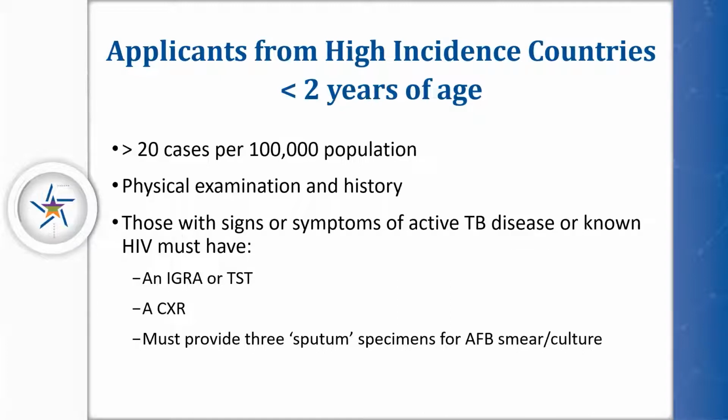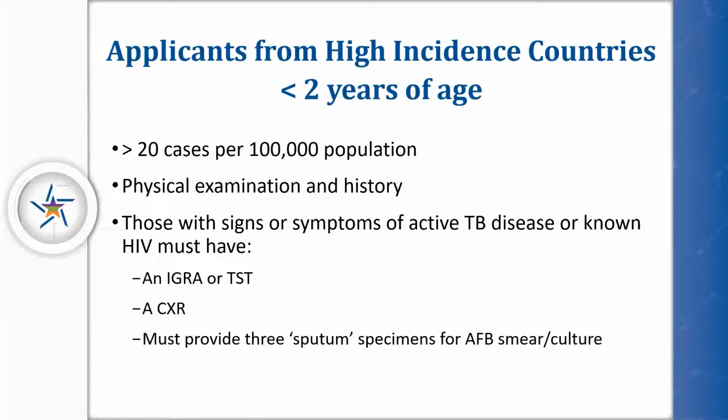Now the difference in looking at children, focusing just on little ones less than 2 years of age. In high incidence countries, more than 20 TB cases per 100,000 population, you're required to do a physical exam and a history. But those with signs or symptoms of active disease or known HIV must also have an IGRA or a TST. Note that you can substitute a TST, but if you can do an IGRA, you can do an IGRA on a child less than 2.